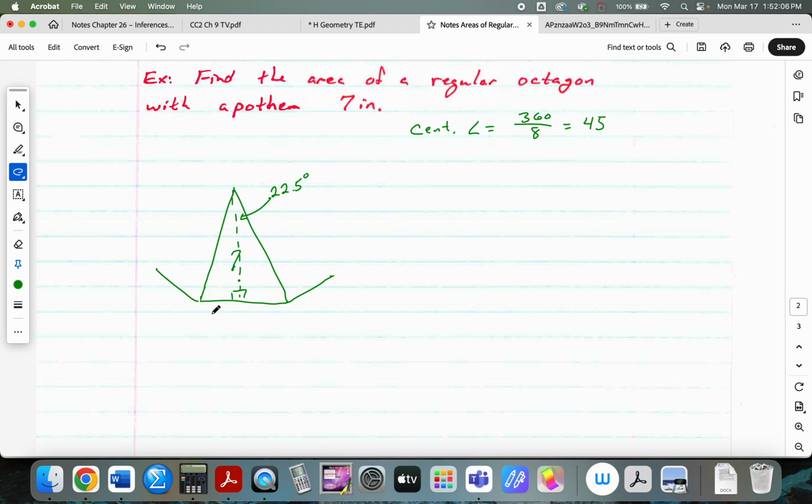Now, in order to find the area, I need to know the apothem, which I already know, and I also need to know the perimeter, which I don't know yet. Just like on the last one, the apothem splits this side in half, so this is S over 2, and so is this. So to figure that out, since this isn't a 30-60-90 or 45-45-90 triangle, I'm going to use trig. So grab your calculators.